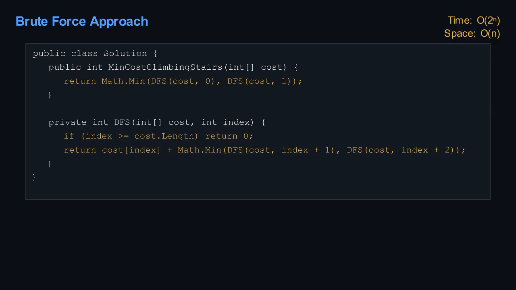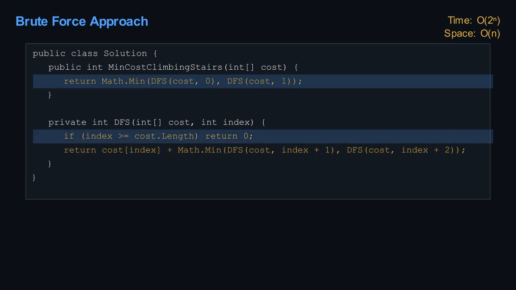Let's walk through an example. Suppose we have an array of costs, 10, 15, 20. We start at the first step, which has a cost of 10. We can climb one step to the second step, which has a cost of 15, or we can climb two steps to the third step, which has a cost of 20. If we climb one step to the second step, we can then climb one step to the third step, or we can climb two steps to the top of the staircase. If we climb two steps to the third step, we can then climb one step to the top of the staircase. As we can see, this approach involves a lot of repeated work.